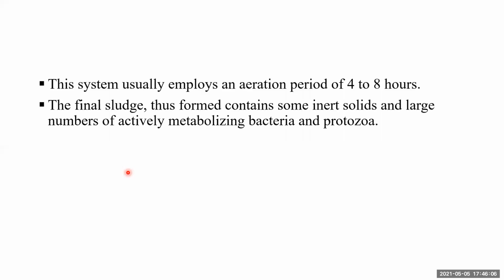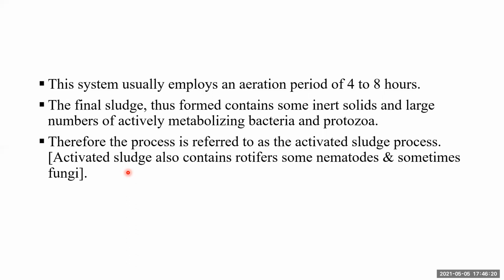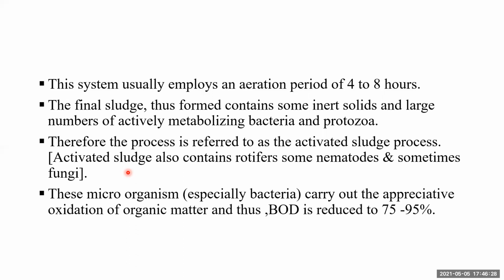Now, this activated sludge system employs an aeration period of 4 to 8 hours. During this aeration period, it is also subjected to vigorous agitation. The final sludge that is formed contains some inert solids and a large number of actively metabolizing bacteria and protozoa. Hence, the process is referred to as the activated sludge process. Activated sludge also contains some nematodes, fungi, and rotifers.